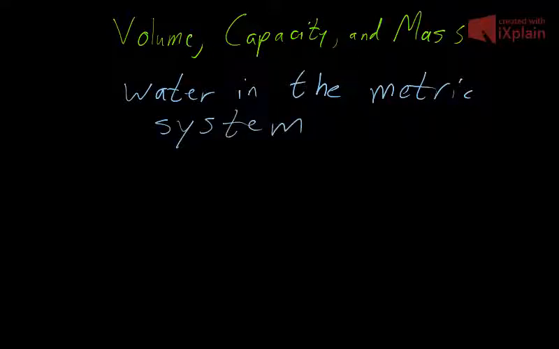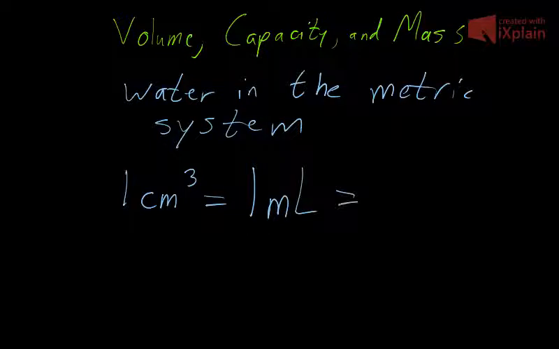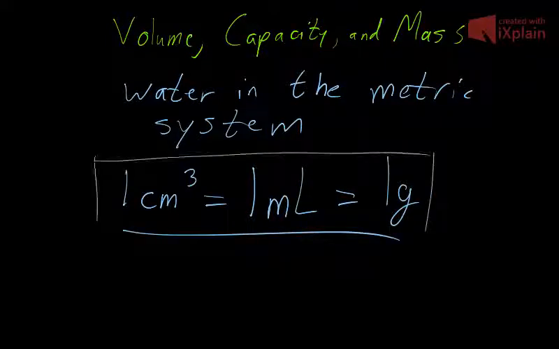So the metric system, as far as volume, capacity, and mass go, really holds on to one ratio. That ratio is that the metric system really enjoys having 1 cubic centimeter, so 1 centimeter cubed is our volume, equal to 1 milliliter, which is equal to 1 gram of water. So this right here is kind of our wonderful ratio that we're going to use for all things.